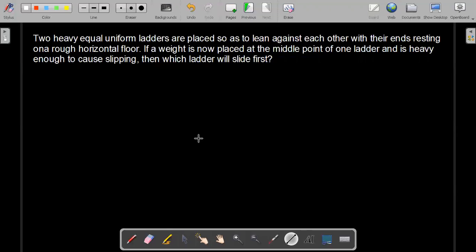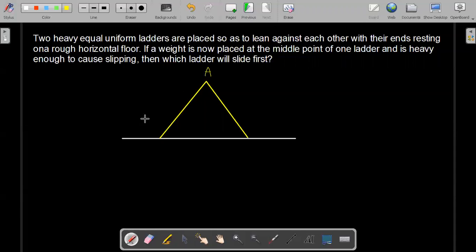So the diagram for this question can be like this. This is the horizontal surface. And let's say we have two ladders like this, which are leaned against each other. Let the left side ladder be denoted by ladder AB, whereas the right side ladder is denoted by ladder AC. And this horizontal line represents the floor on which the two ladders are in the state of equilibrium.